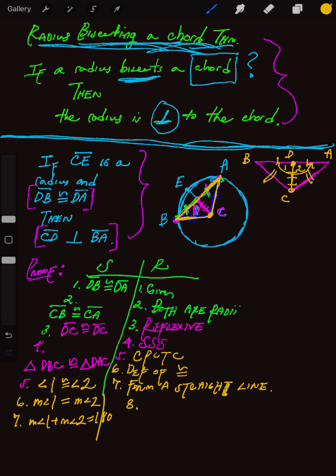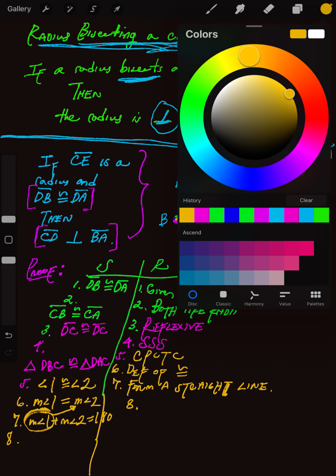8. Now, instead of me writing measure of angle 1 or measure of angle 2, it doesn't matter which one I pick, but instead of me writing measure of angle 1 here, I could write measure of angle 2. Then measure of angle 2 plus measure of angle 2 is equal to 180, which is the same thing as 2 times the measure of angle 2 is equal to 180. So I'm doing a lot of the algebra. Let's do the algebra on the side very quickly.